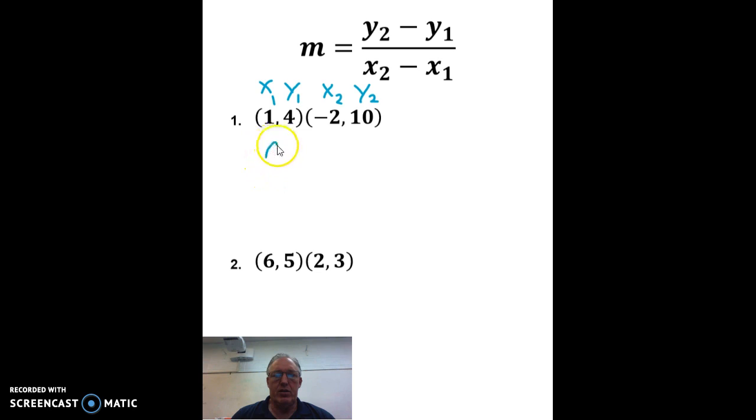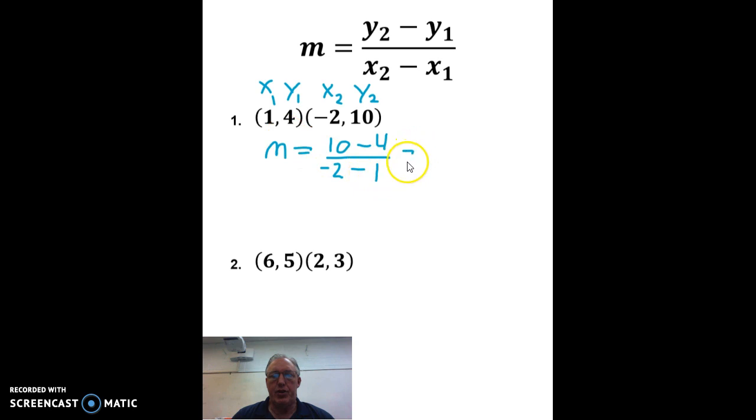So let's just go ahead and say that M, which means slope, we're going to take the number for y2, which we said is 10. And then the formula says minus, so we have to put that in there. And then the number for y1 is 4. And we're going to put that over our number for x2, which is -2. And again it says minus. And then our number for x1 is 1.